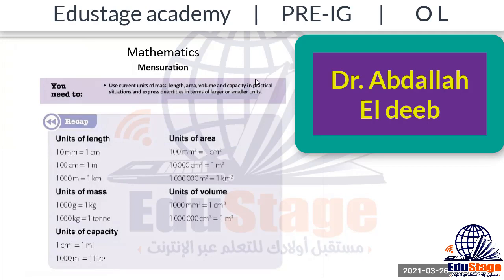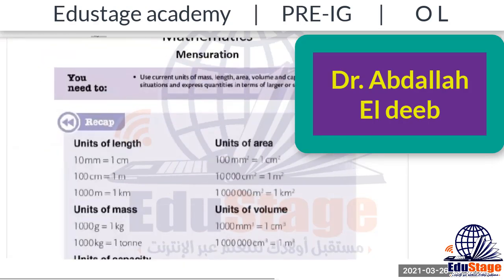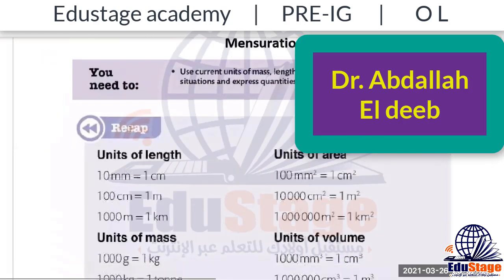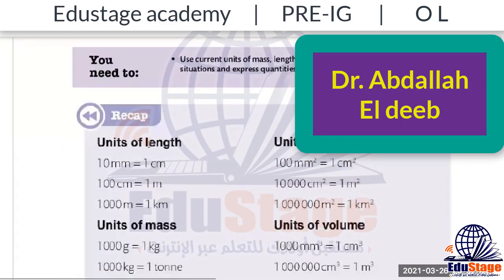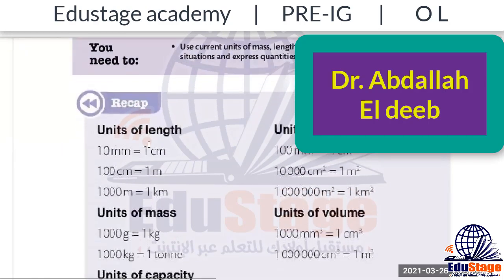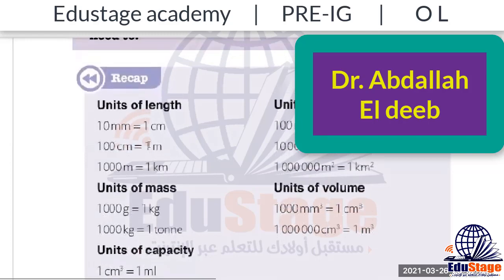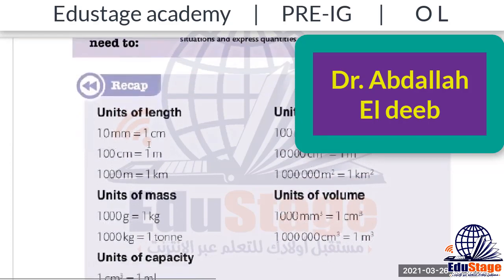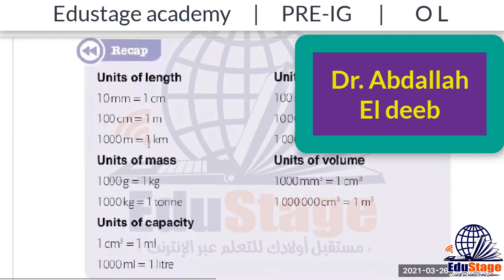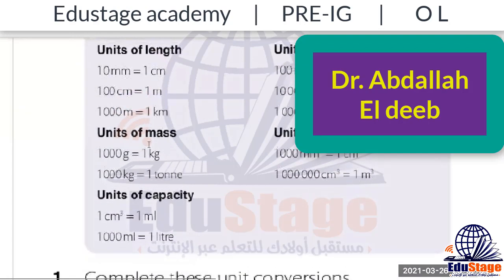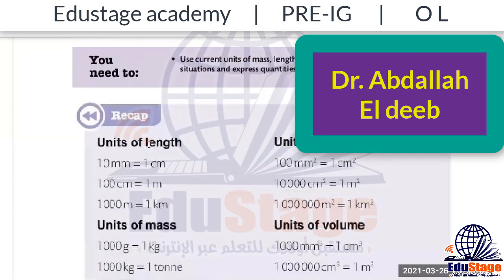So let's start with units of area. Let's zoom this one so you can see better, okay? You need to use units of length, units of area, units of mass, units of volume, units of capacity in practical situations, and express quantities in terms of larger or smaller units.